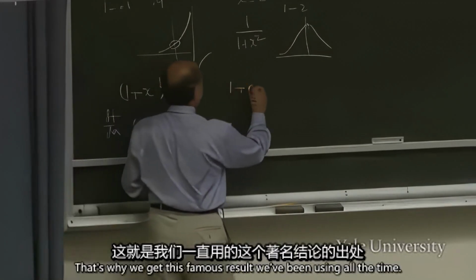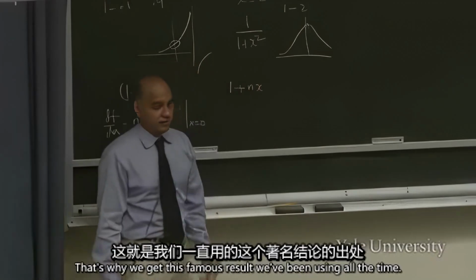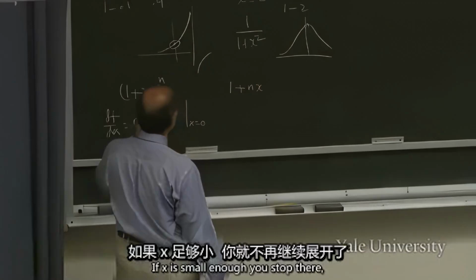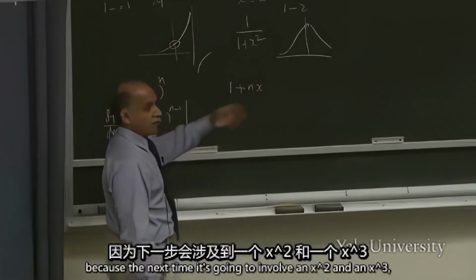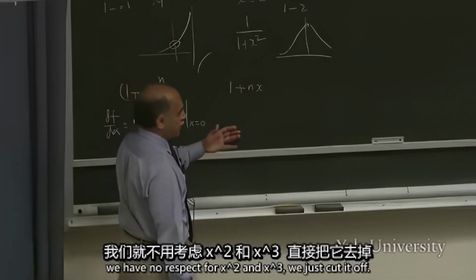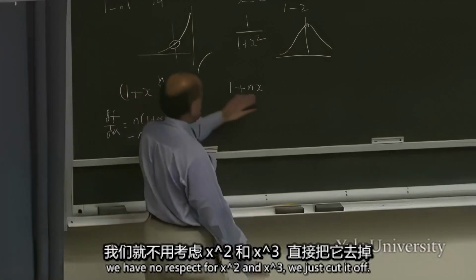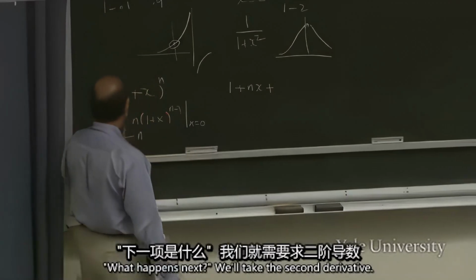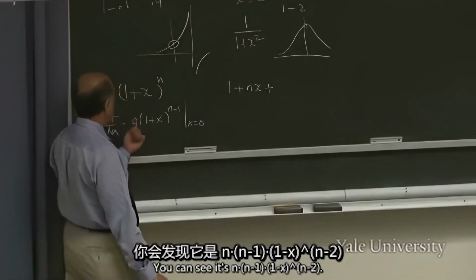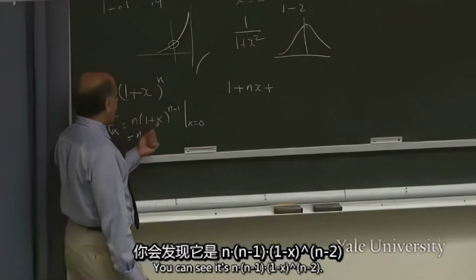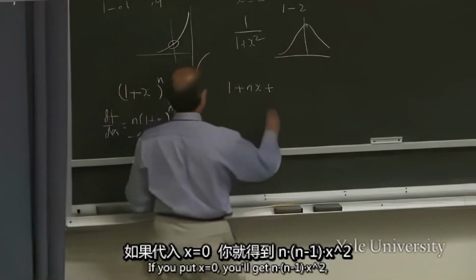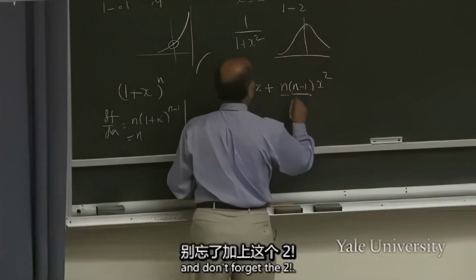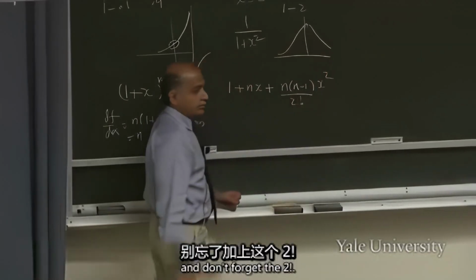That's why we get this famous result we've been using all the time. If x is small enough, you stop there because the next term is going to involve an x squared and an x cubed. And if x is tiny, we have no respect for x squared and x cubed. We just cut it off. But if you want the next term, one of you guys even asked me, what happens next? Well, take the second derivative. You can see it's n times (n - 1) times (1 + x)^(n-2). If you put x equal to 0, you'll get n(n - 1) x squared, and don't forget the 2 factorial.